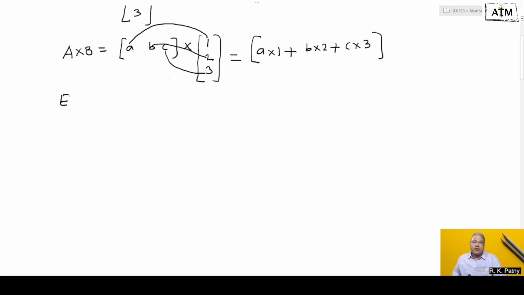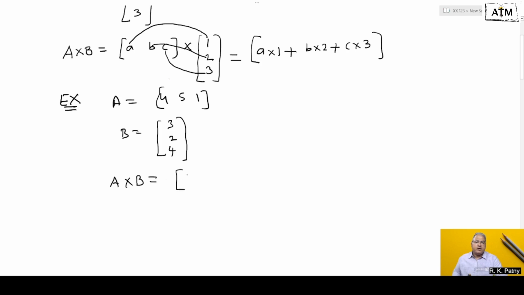For example, suppose A equals to 4, 5, 1 and B equals to 3, 2, 4. A into B. Then the first matrix A is multiplied to the second matrix 3, 2, 4. You are not writing any symbol here. If you don't write any symbol, it is understood that it is multiplication.